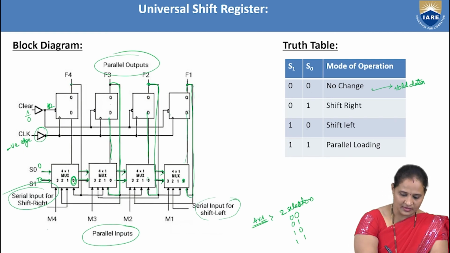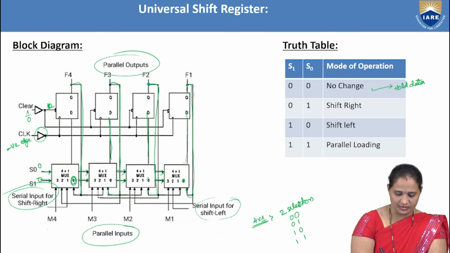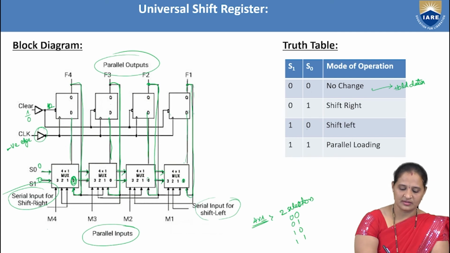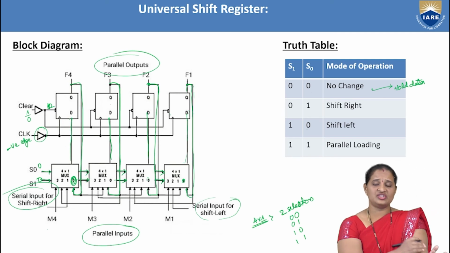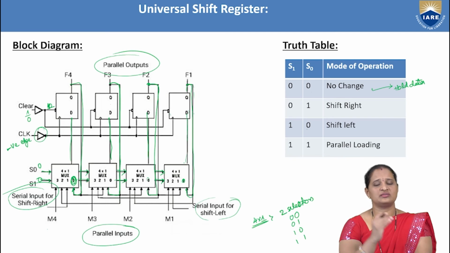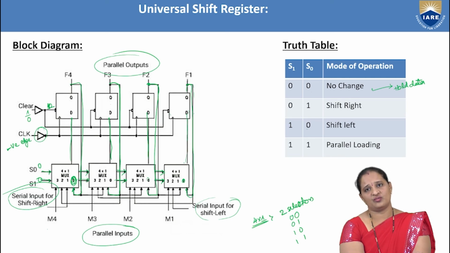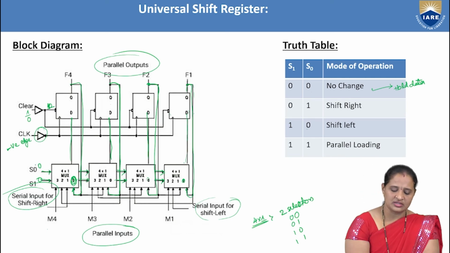Now again, this F4 is given as input to the 0. So whatever data is already stored in the flip-flop is again given as feedback. Is there any change in the content of the flip-flops? No, the same data is again loaded. So it holds the previous state, whatever it was in. That is about 0, 0.